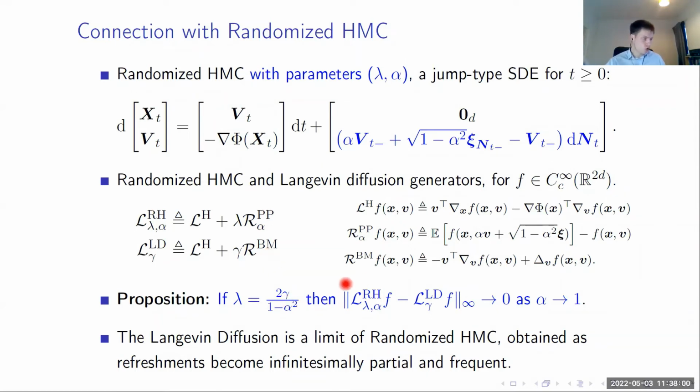And actually, we can relate those two generators and show that the difference of these two generators for a test function f converges to 0 for a certain choice of intensity of refreshment as a function of alpha when alpha goes to 1. Okay, so when you choose a refreshment that goes to infinity at a certain rate, when the alpha parameter goes to 1, actually, the randomized HMC process converges to the Langevin diffusion. Okay, so another way to say it is simply that the kinetic Langevin diffusion is a limit of randomized HMC, and it's obtained when refreshments become more and more partial and frequent.